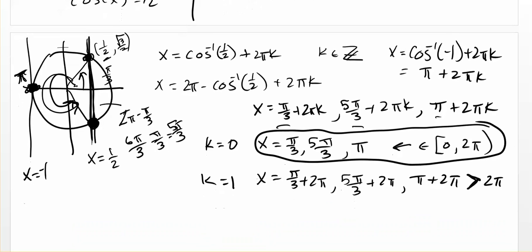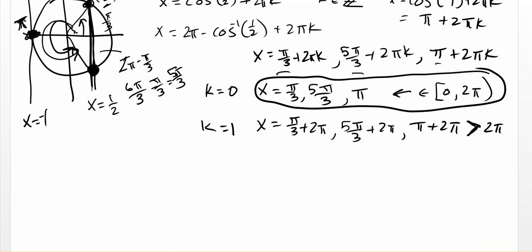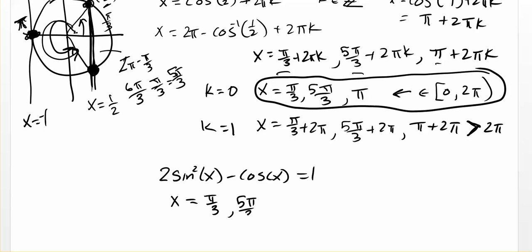So we can now conclude that if we have 2 sine squared of x minus the cosine of x is equal to 1, this equation is true whenever x is equal to pi over 3, 5 pi over 3, and pi, for x values on the domain 0 to 2 pi.